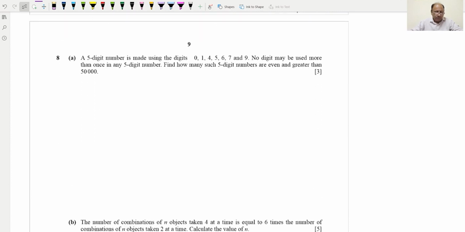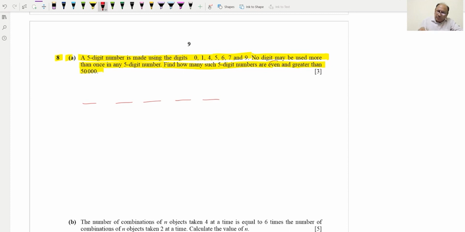Hopefully you understood this. Now question number 8, and question number 8 is a little tricky. A part says a 5-digit number is made using the digits 0, 1, 4, 5, 6, 7 and 9. No digit may be used more than once in any 5-digit number. So there is a 5-digit number, so we can take 1, 2, 3, 4 and 5 digits. They are saying find how many such 5-digit numbers are even and greater than 50,000.